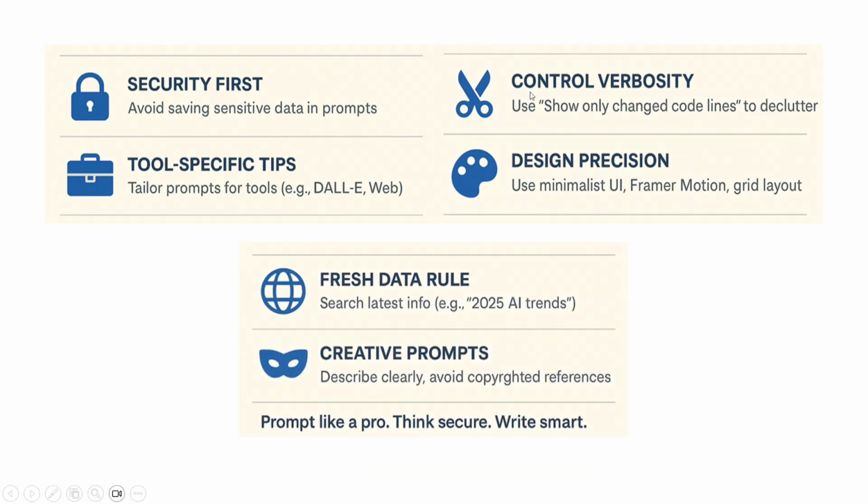The last set is the fresh data rule. Whenever you are asking a question, ask it to search for the latest information. Include the dates. That would help you a lot. And creative prompts: describe clearly and avoid copyright references. For example, if you want to generate Microsoft's logo, don't ask it to generate that. It won't be able to do it, and even if it is able to, there are copyright issues with that. So ask it to create an abstract design looking similar to Microsoft's logo.